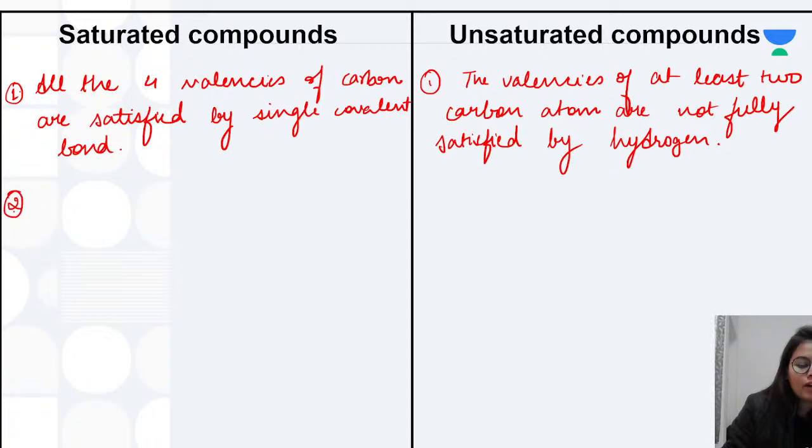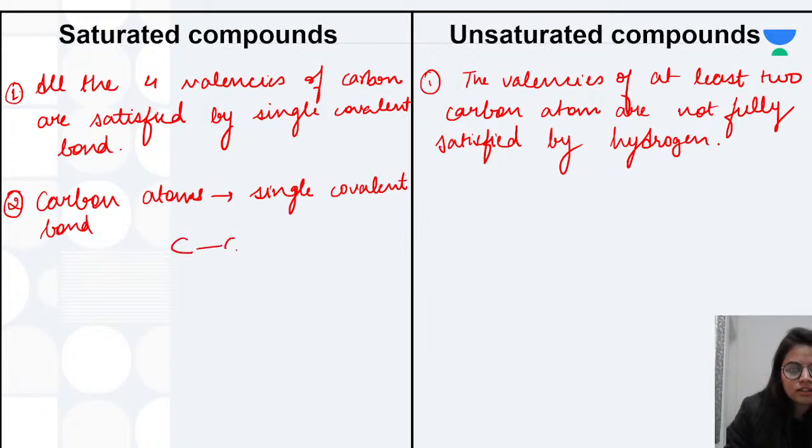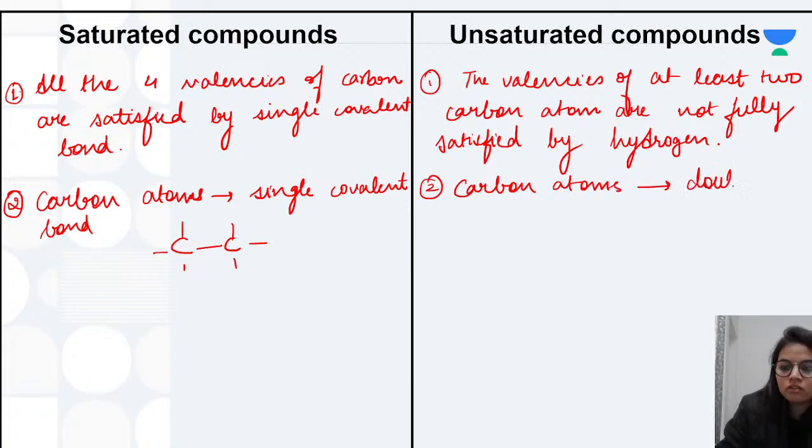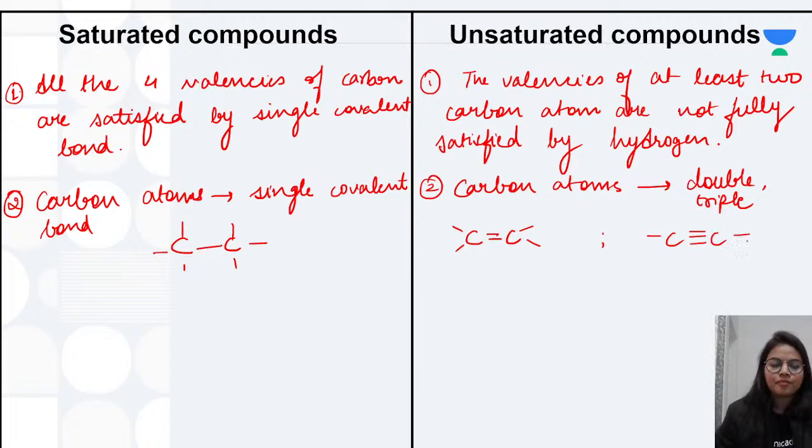Next, here what happens, the carbon atoms are joined by single covalent bond. Okay, so this is the kind of structure that you will be seeing. And here the carbon atoms are joined by either double bond or triple bond. Okay, so in the double bond we can have the structure like this, and in the case of triple bond we can have the structure like this, right?